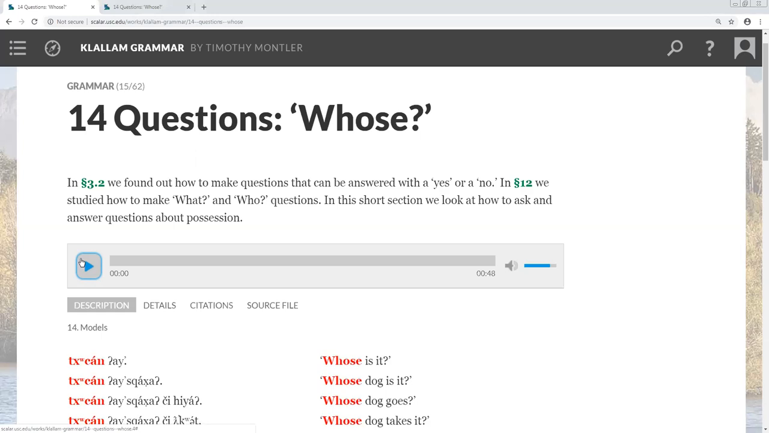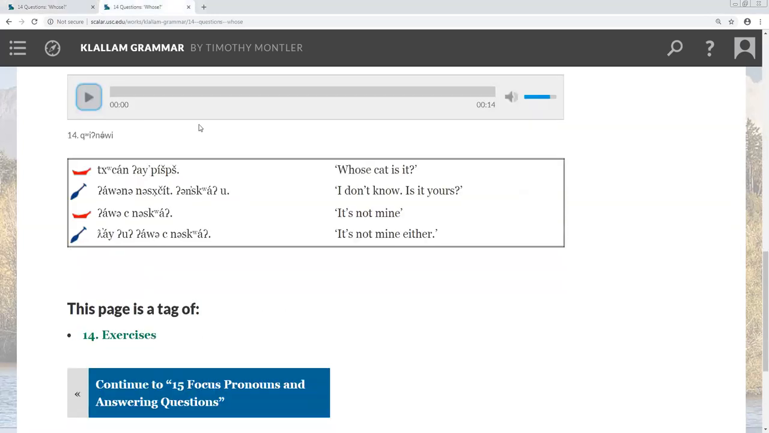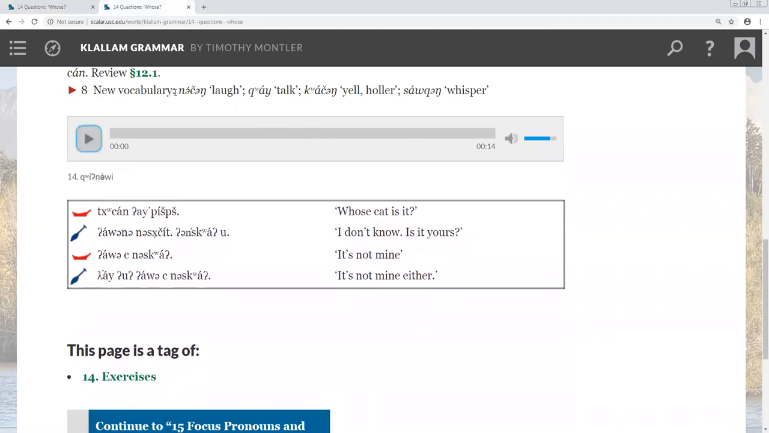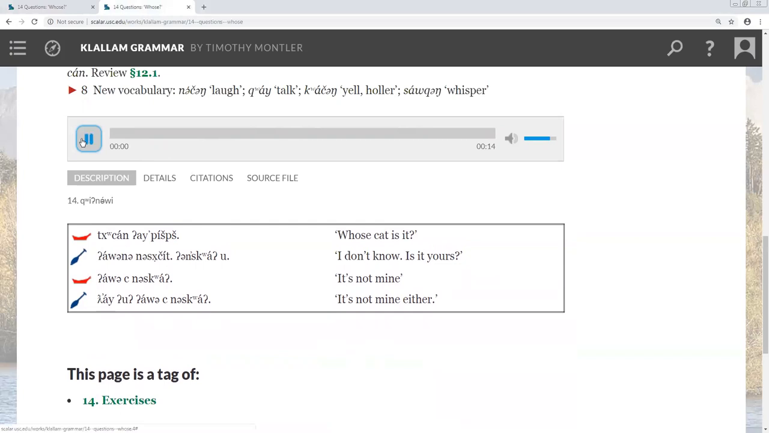And new vocabulary in this lesson, it would be nutchung, kwai, kwachung, and saokung. Let's go over the quinoa.